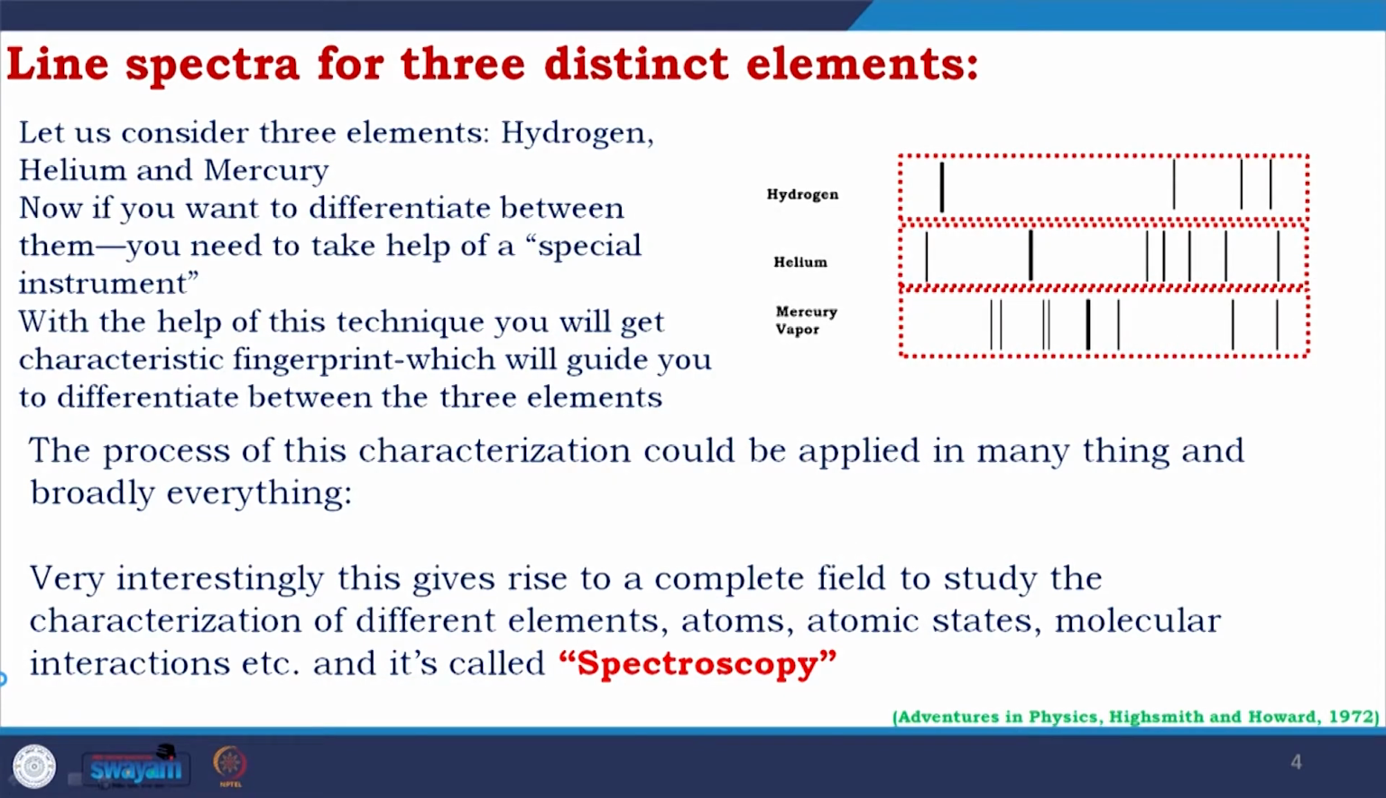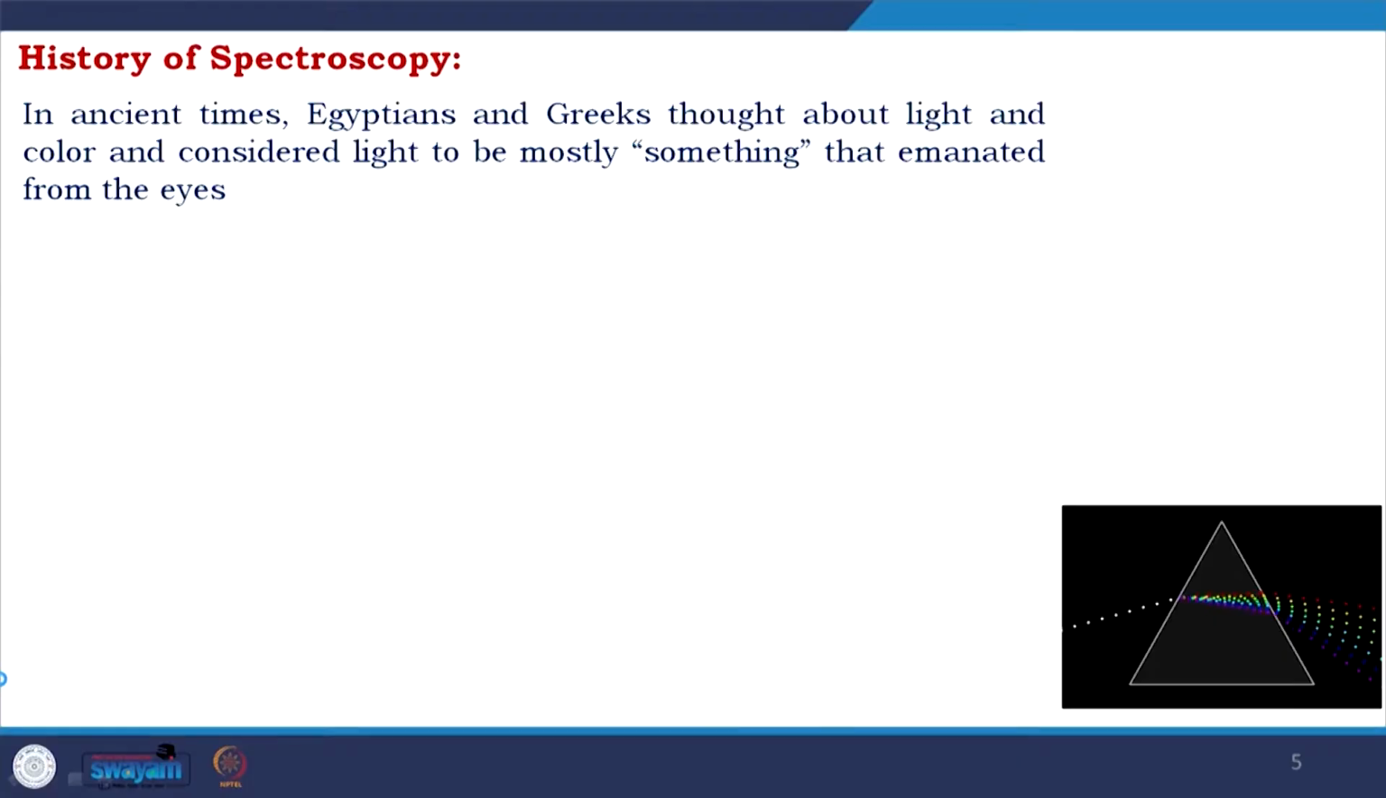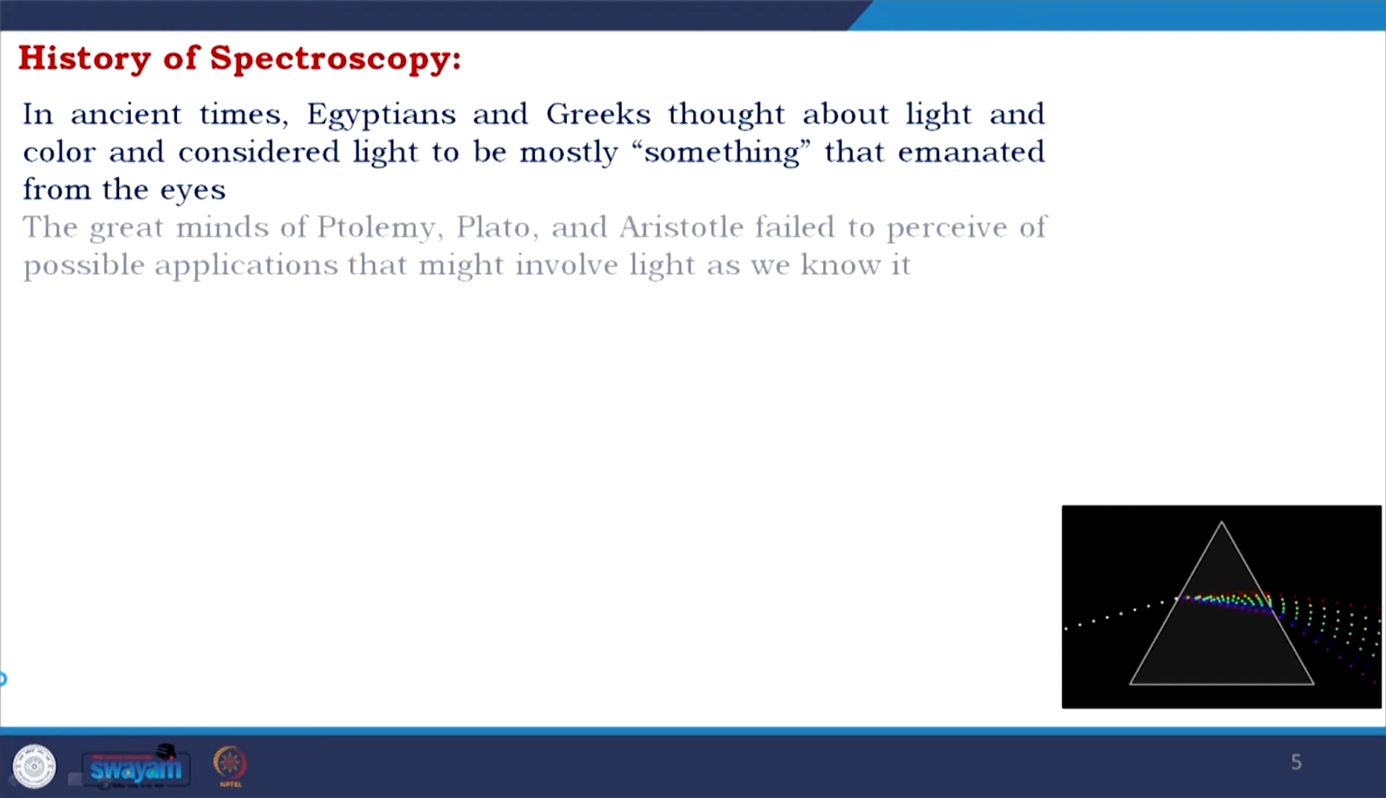Before going into the science, as you know from my trend of classes, we will take a look at the history of spectroscopy, how it grew. In ancient times, Egyptians and Greeks thought about light and color and considered light to be mostly something that emanated from the eyes.